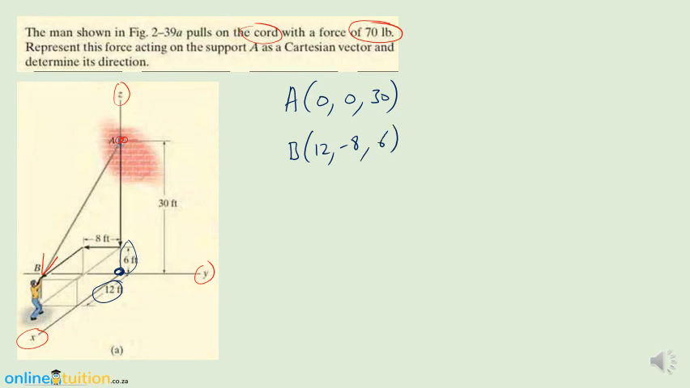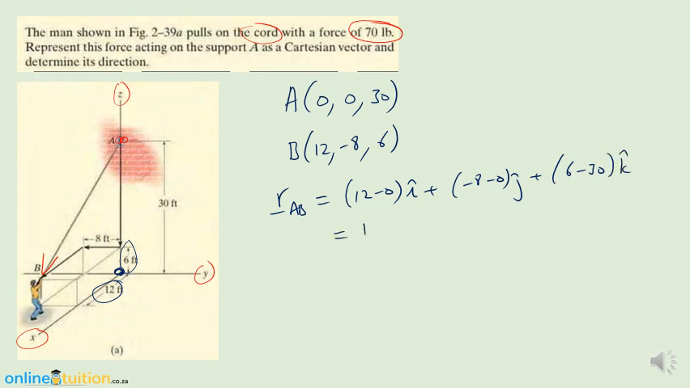so that's Z. So if I want my position vector RAB, remember it's from A to B, pointing towards B, it'll be 0. No. It's the coordinates of B minus the coordinates of A. So it's 12 minus 0 i plus minus 8 minus 0 j plus 6 minus 30 k. Let's simplify that. That's 12i minus 8j. 6 minus 30 is minus 24. Okay, that's the position vector.